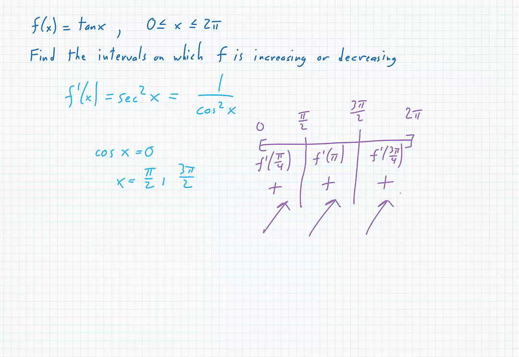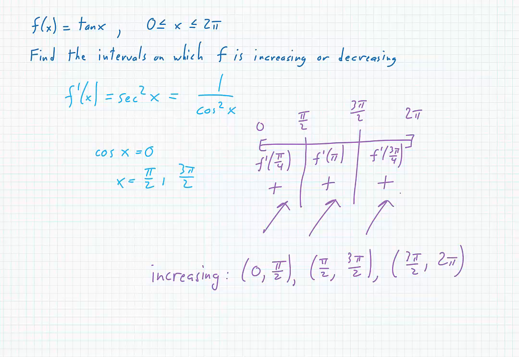And if you imagine for yourselves what the function tangent looks like, or if you use your calculator and graph the tangent function, there shouldn't be any big surprise here. So our function is increasing on the following intervals. We're going to write them as open intervals, so from 0 to pi over 2, from pi over 2 to 3 pi over 2, and again from 3 pi over 2 to 2 pi.